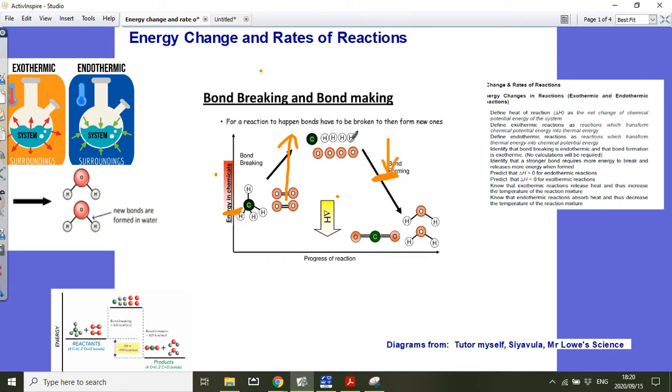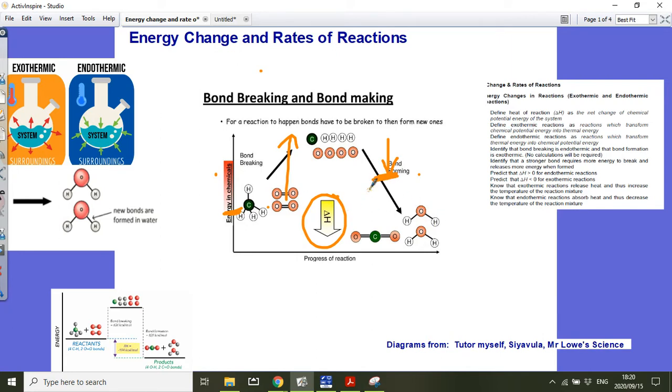Now that extra energy is sitting inside my chemicals. So my chemicals stole energy from my environment, and that means it's going to be a high value minus a low value, and my delta H will be positive, as we said before. So again, the maths makes sense.